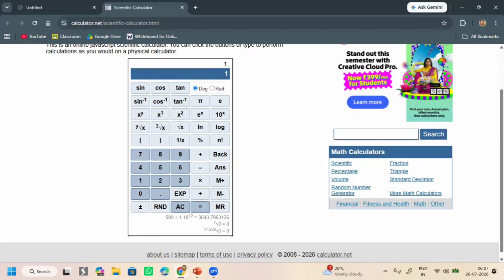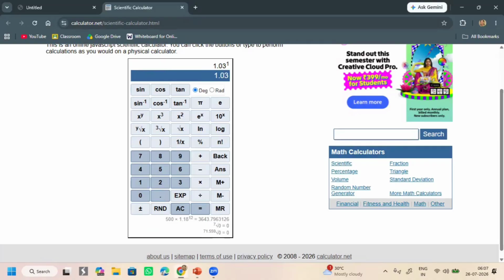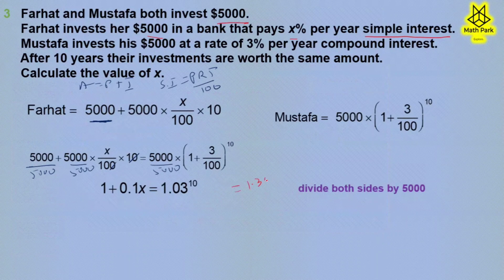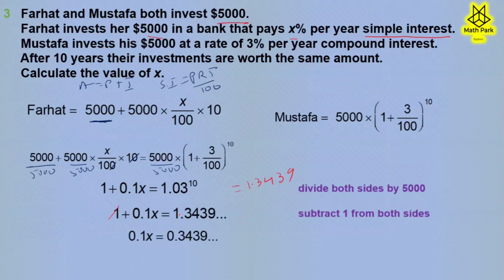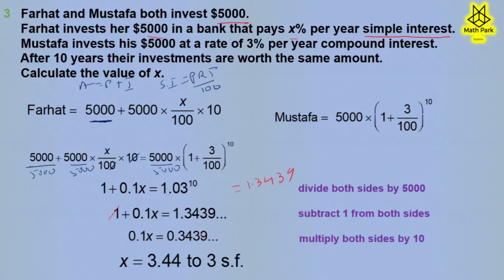Putting 1.03 raised to 10 in your calculator, you get 1.3439. And now let us subtract 1 from both sides. So this 1 will get rid of, and we have 1.3439 minus 1 is 0.3439. Now let us multiply by 10 on both sides. We get x equals 3.44 to 3 significant figures.